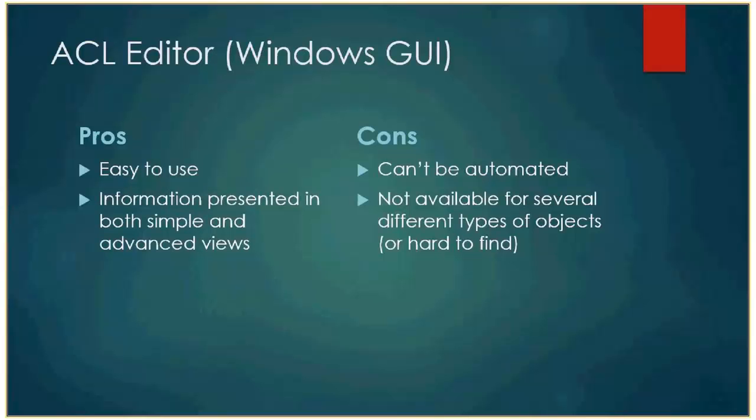I'm sure everybody that's watching this has used it before. The information's all presented in a very clean, neat way. You can see there's a simple view and an advanced view for the discretionary access control list. But the problem with it is that it can't really be automated. And there's also a lot of objects that Windows just out of the box won't let you touch. You can do files, folders, registry keys, printers, but there's not really an easy way to do service access control.